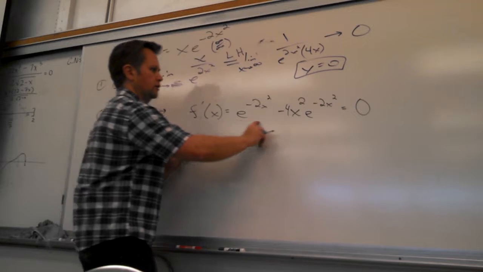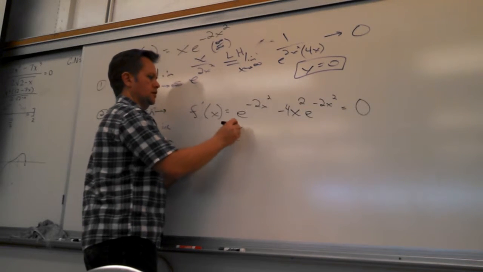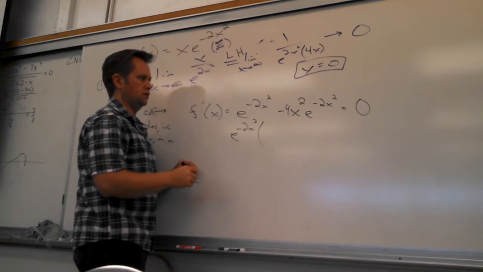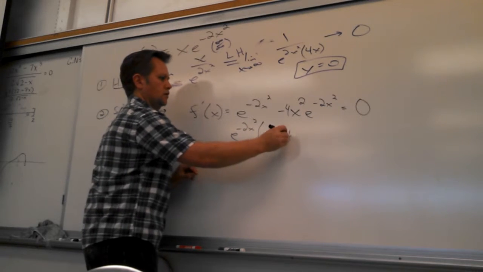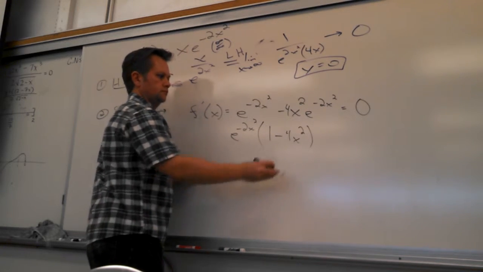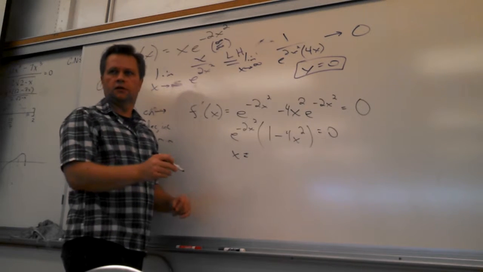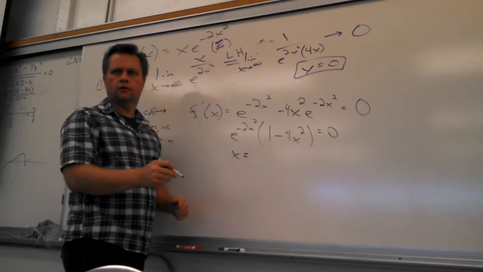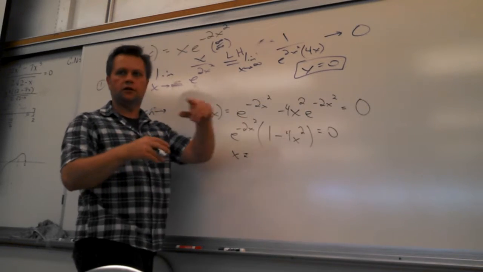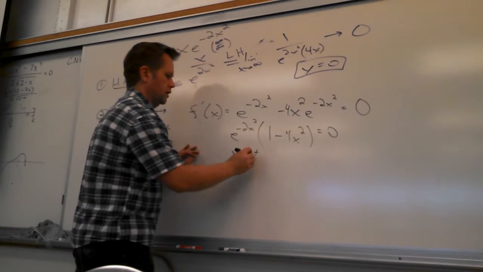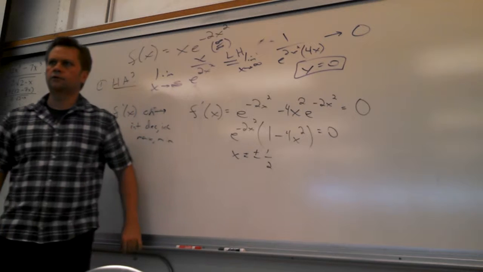So how do I factor this? Take out the e. So I get x equals, can you guys see? 1 plus 2x, 1 minus 2x. Well, that would be when you factor it, and then you solve. You get plus or minus 1/2.